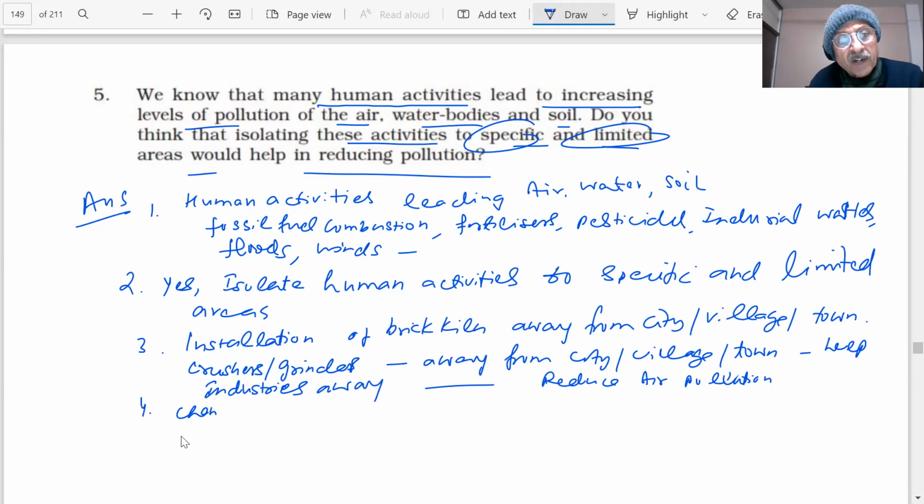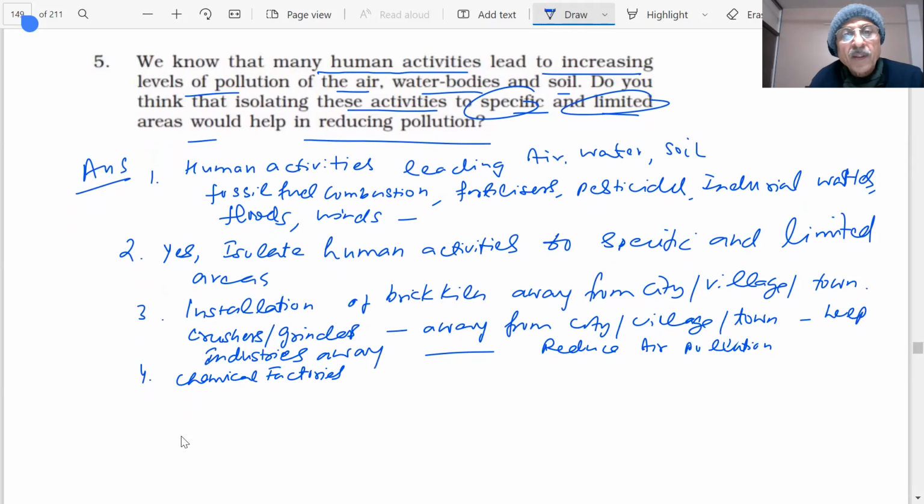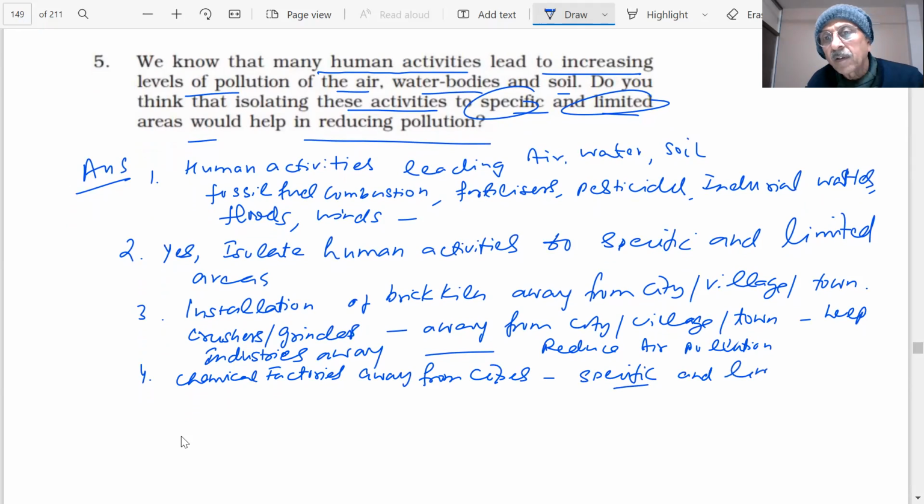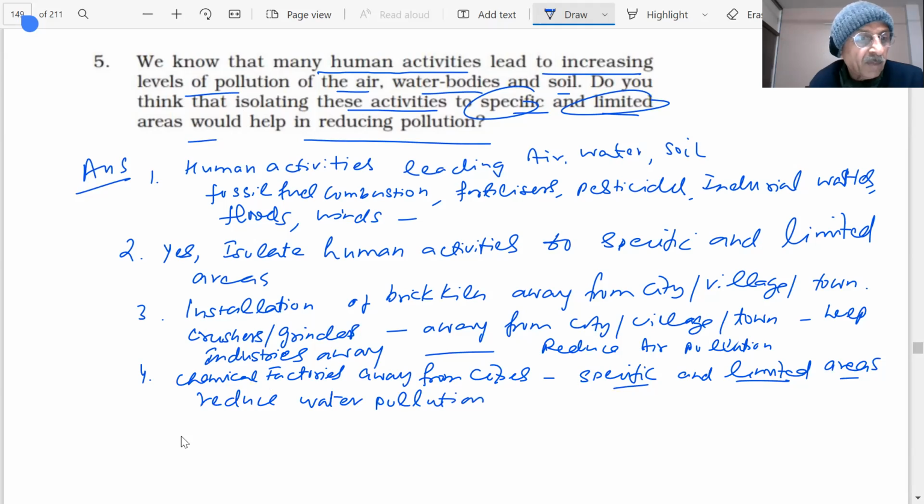If I take chemical factories away from cities, where you are taking chemical factories? There is a lot of waste they are throwing in the water. Okay? So if we take them to specific and limited areas, got it? Then they will reduce water pollution. Water pollution. Okay?